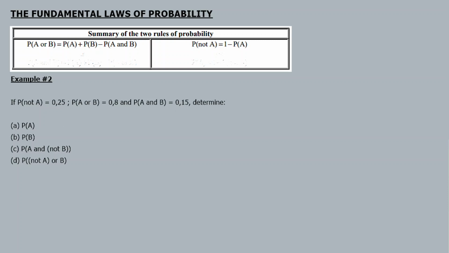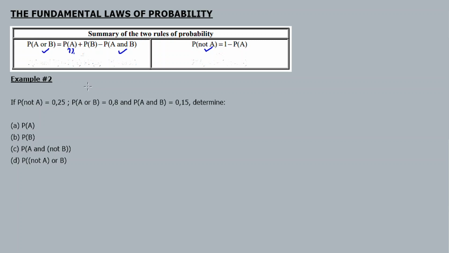Check this out again. Here I am given the probability of not A, I have this. I am given the probability of A or B, I have this. The probability of A and B, I also have this. Better for the first question, but let's calculate the probability of A.